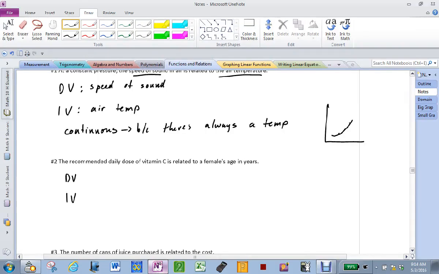Is vitamin C related to female's age? She's still aging, even if she doesn't take vitamin C. Good point. So what's the IV? Age. There you go. Gotcha, Noah.